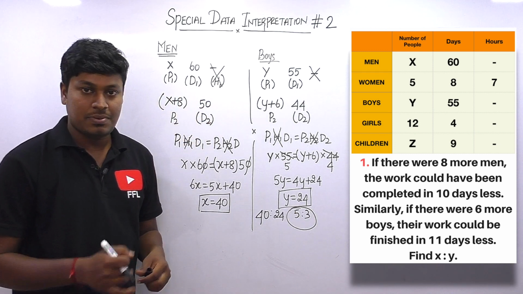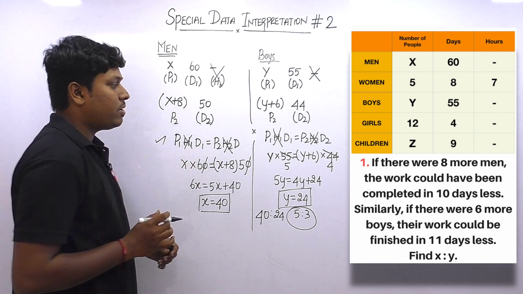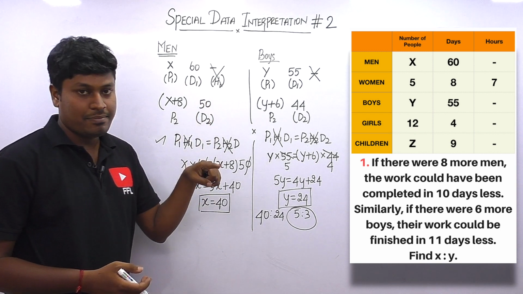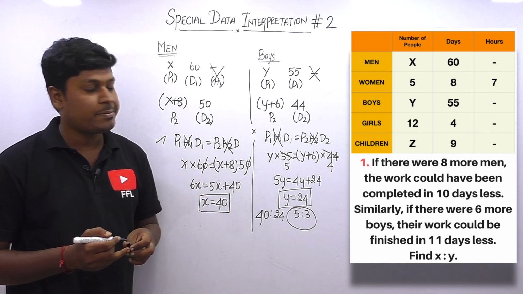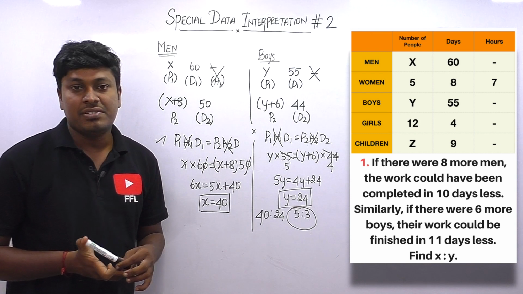Got the logic, friends? If it is time and work, you should always remember this formula, which is most important. And in this question, in both the cases men are doing the same work, so we have written P1 H1 D1 is equal to P2 H2 D2, right? Similarly, we have calculated the boys and we got an answer as 5 is to 3.